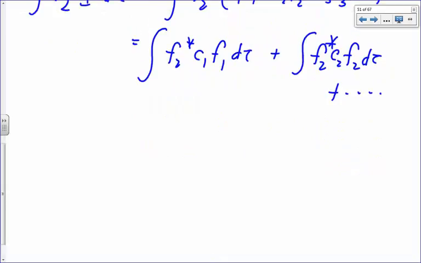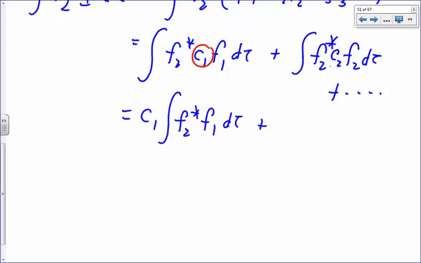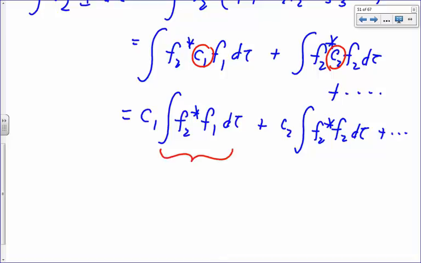And what can I do with this at this point? Constants can be pulled out of my integral. So this is going to be c1 times the integral of f2 star f1 d theta plus, I pull this one out, c2 times the integral of f2 star f2 d theta plus, and so on. What is the integral of f2 star f1 d theta? With two different orthonormal functions, it's 0. Why is it 0? Because we say f1 and f2 are orthogonal. So this is 0.